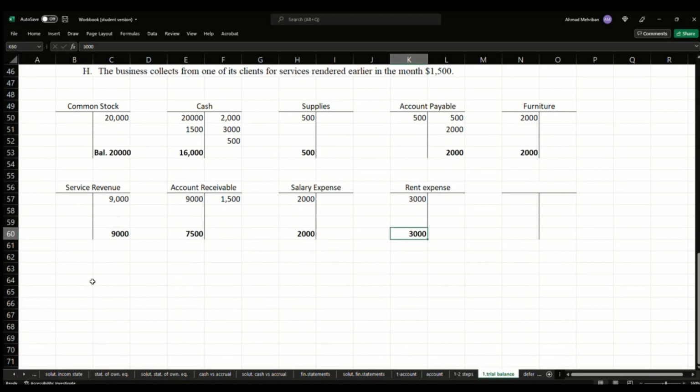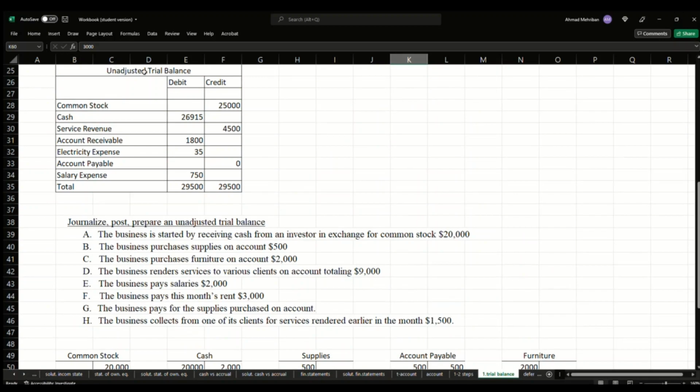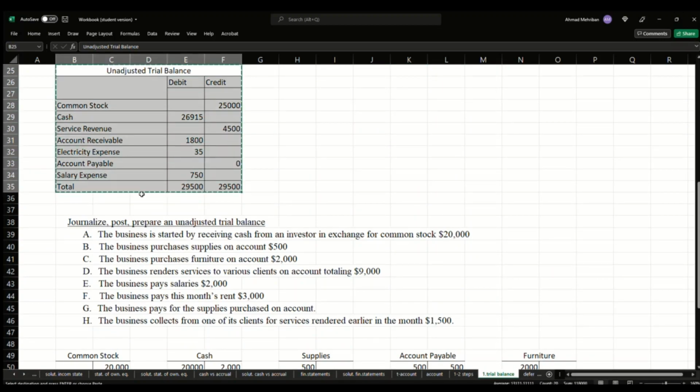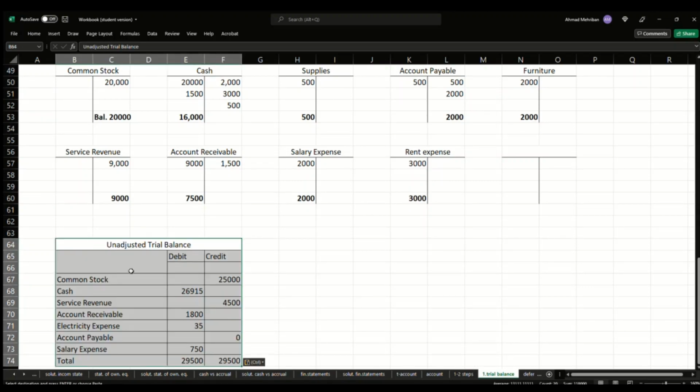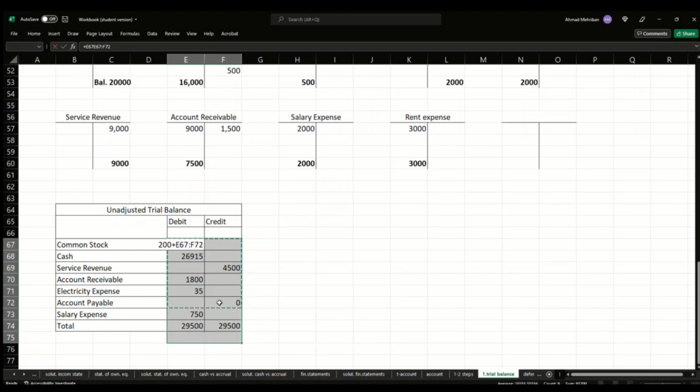And now we're going to build our unadjusted trial balance. Let me just copy the one from the previous example. I'll post it here and then make all of the changes. Unadjusted trial balance, debit, credit, common stock. We had it. Let me just remove the amount so it doesn't confuse you. So common stock is 20,000.